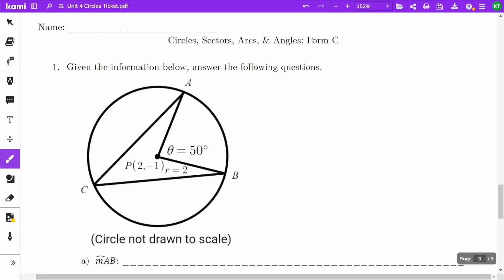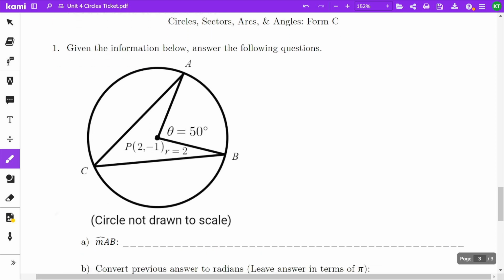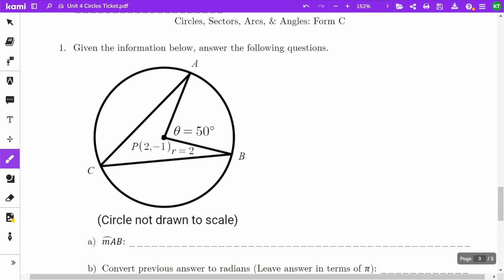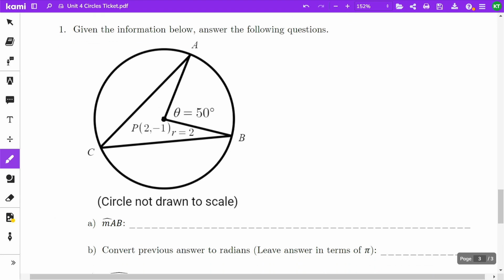All right, so lastly, we have exit ticket form C. And just like B, I'm going to be going through this quickly because this is now my third exit ticket I'm doing. And if you want a more in-depth explanation, you can go ahead and look at form A. So starting things off, arc AB is going to be the same thing as my central angle. My central angle is 50 degrees, so that means arc AB will also be 50 degrees.